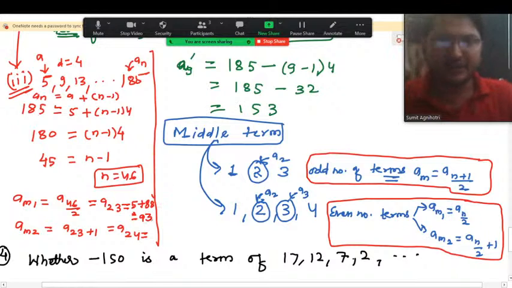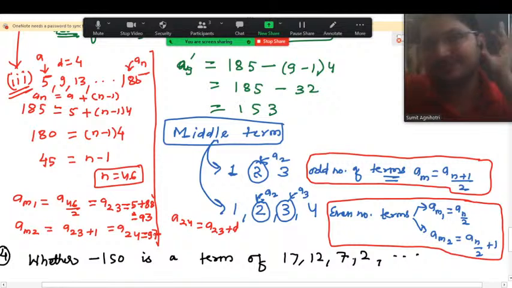Oh, 93. And you want the next term. That means you need to add d only. If you want a24, what will you do to find out a24? You will add d to your 23rd term. That means you will add 4 to this term. That means 97. Got it?